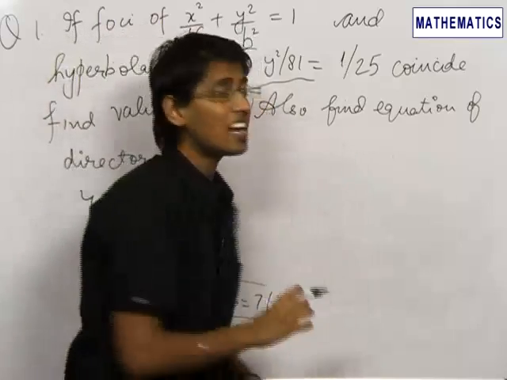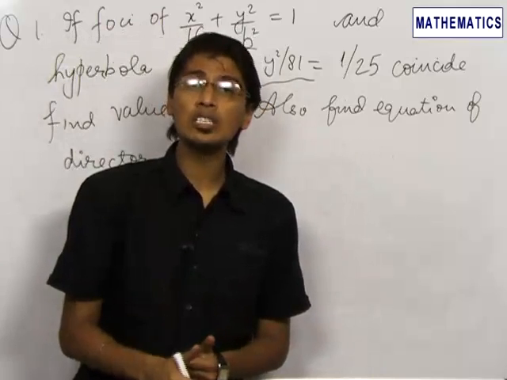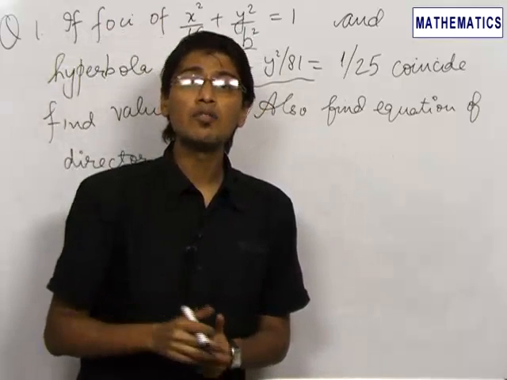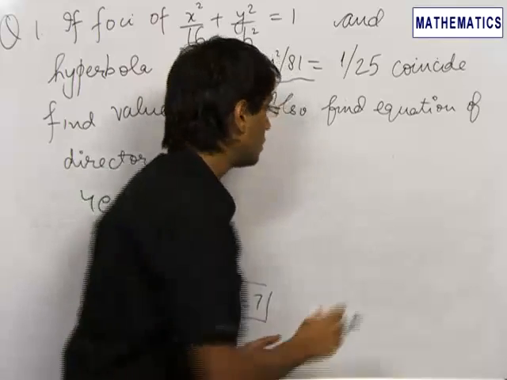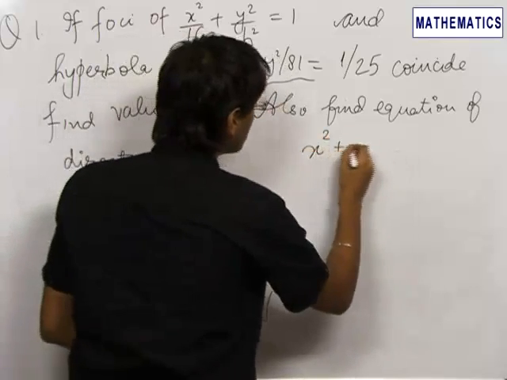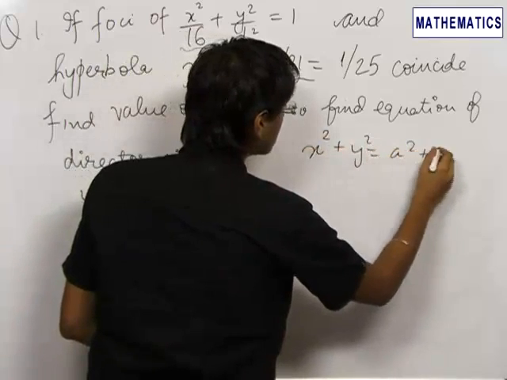You should know what a director circle is. A director circle is the locus of an external point from where two perpendicular tangents are drawn to a curve. So for an ellipse, it is x square plus y square is equal to a square plus b square.